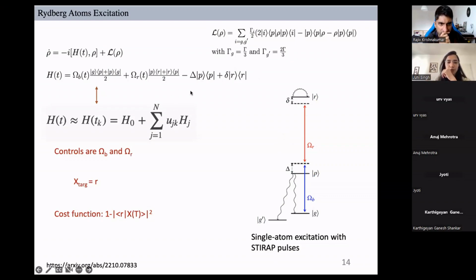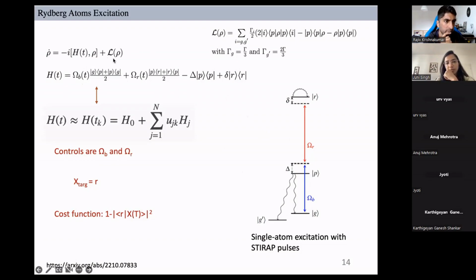And this is the Hamiltonian of that single atom excitation. I don't think going into the details will matter, but I will just explain what these things mean. For example, this omega B and omega R terms are the laser or the Rabi frequencies that you use to go from the ground state to the intermediate and the intermediate to the Rydberg state. And these are the detunings, the laser detunings that you have at these two levels.